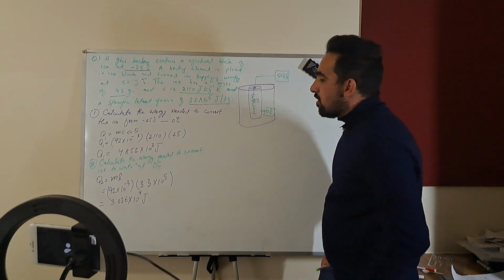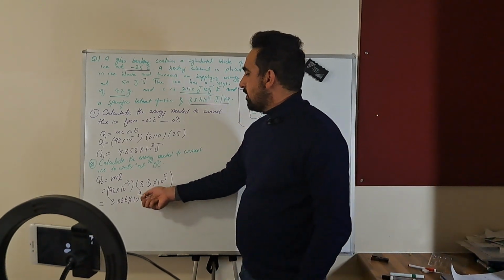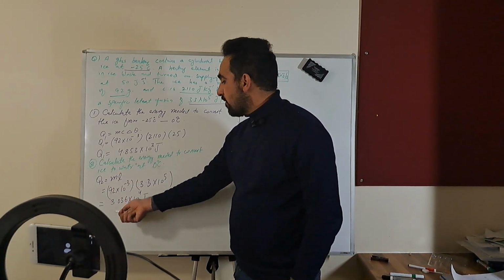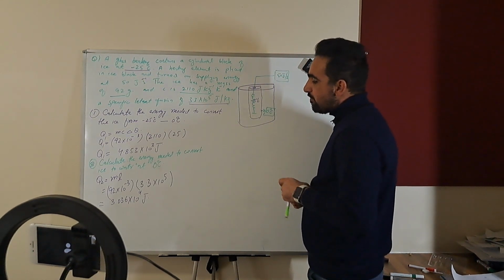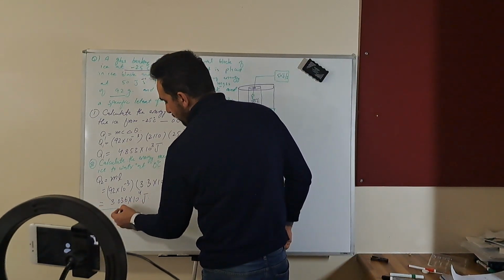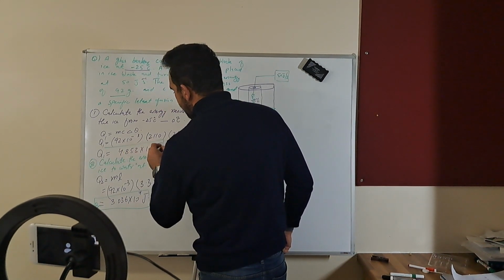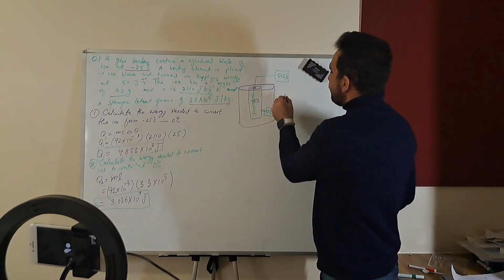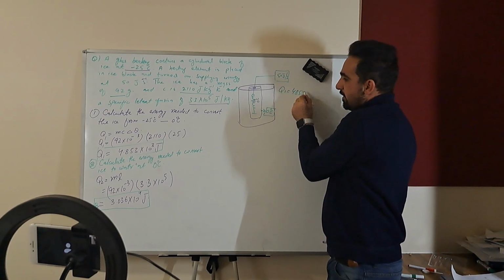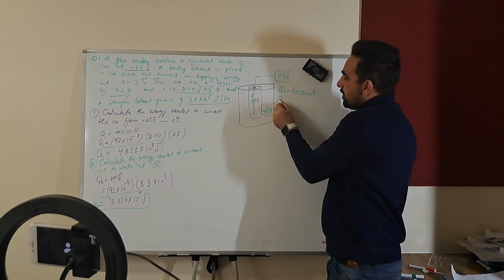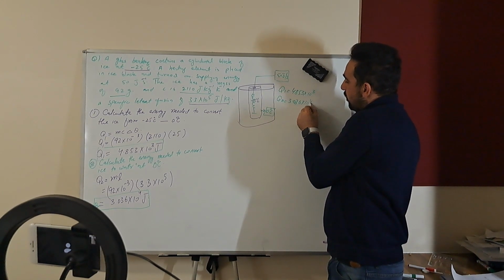Okay, so we got the energy that is needed to convert ice from ice to water. Okay, so these two values are really important for our next part, Q2 and Q1. So we write them here. Q1 is equal to 4.853 times 10 to the power 3, and Q2 is equal to 3.036 times 10 to the power 4 joule.